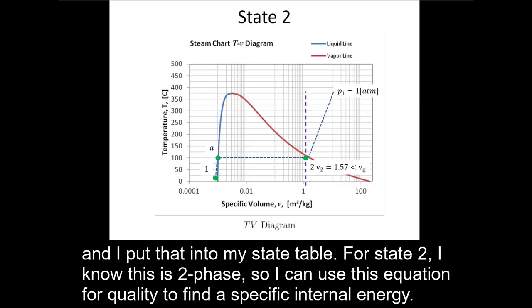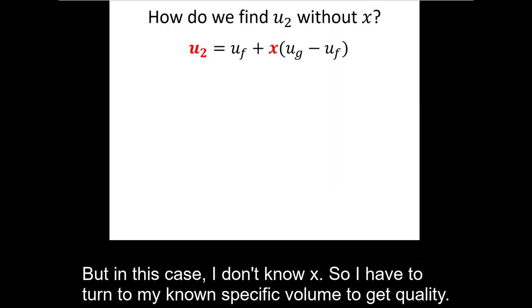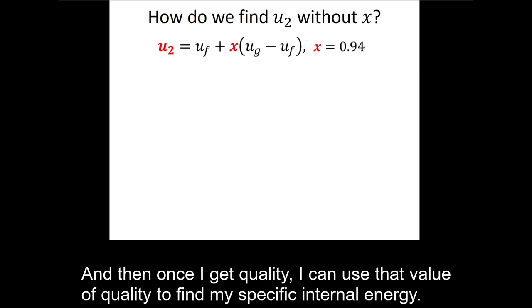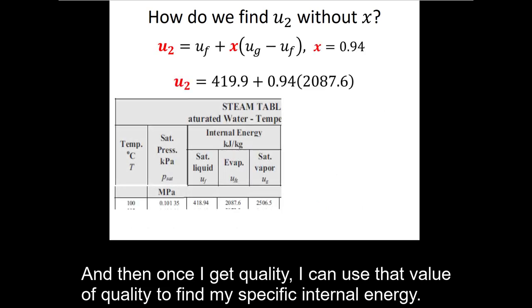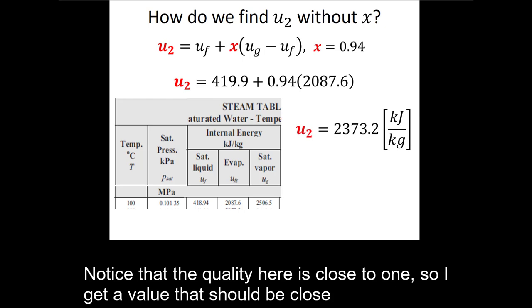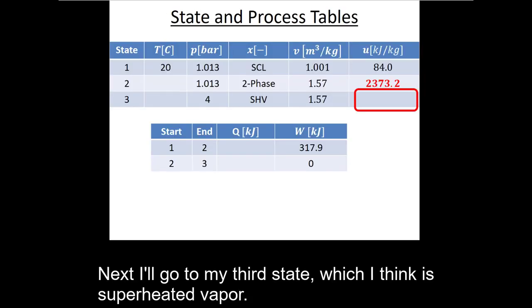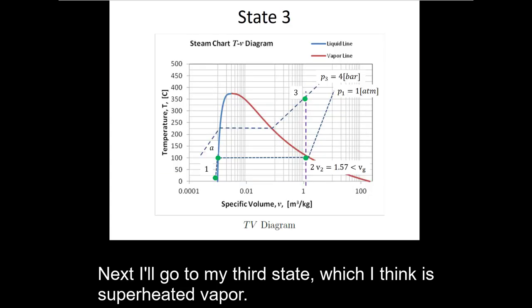For state 2, I know this is 2-phase, so I can use this equation for quality to find the specific internal energy. But in this case, I don't know x. So I have to turn to my known specific volume to get quality. And then once I get quality, I can use that value of quality to find my specific internal energy. Notice that the quality here is close to 1, so I get a value that should be close to u_g at this temperature. Next, I'll go to my third state, which I think is superheated vapor.